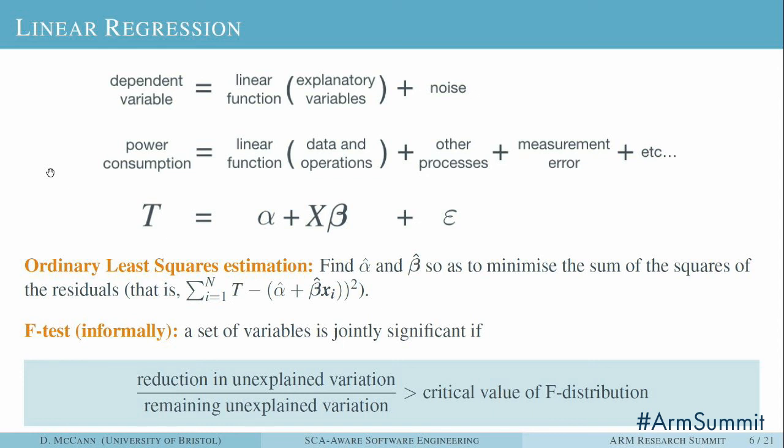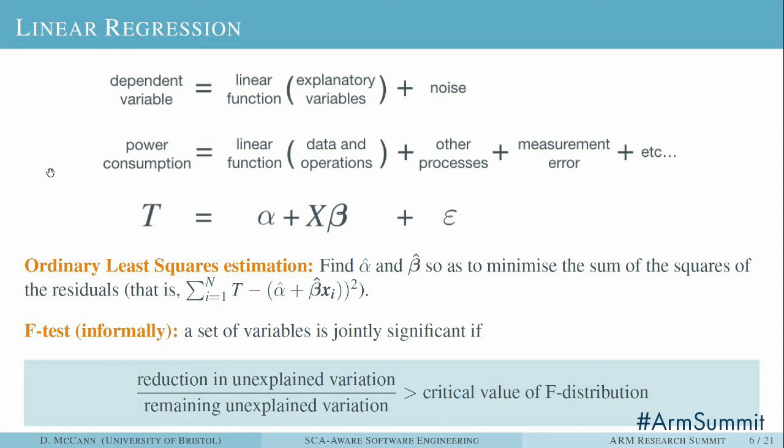So for instance, the Hamming weight of an operand of an instruction might contribute to leakage, or an individual bit of that operand will contribute to leakage, and the Hamming distance and so on. Those are the explanatory variables, and we model them in the form given here, where alpha and beta are chosen to minimize the sum of squares of the residuals.